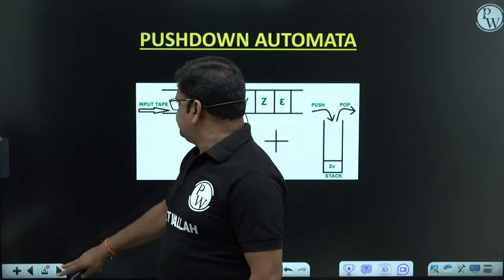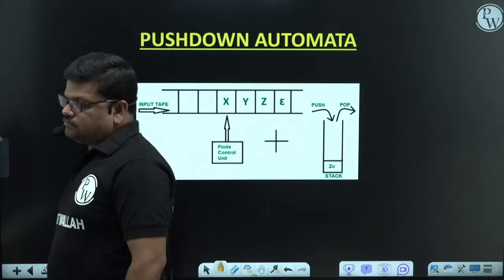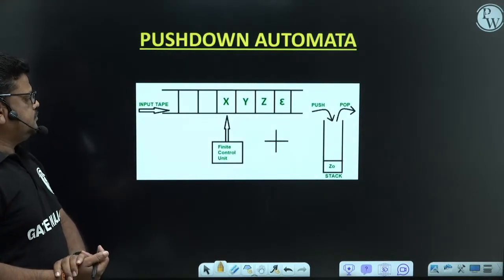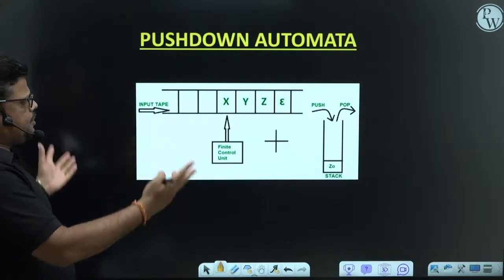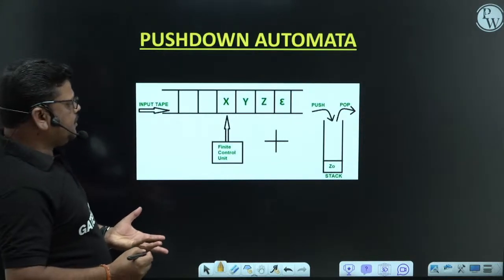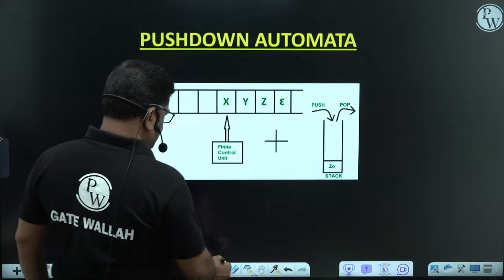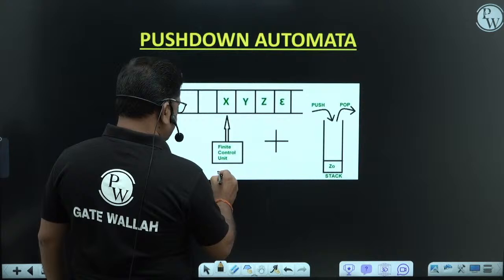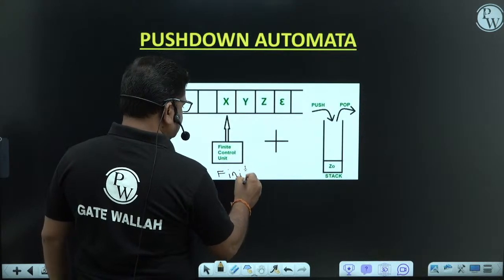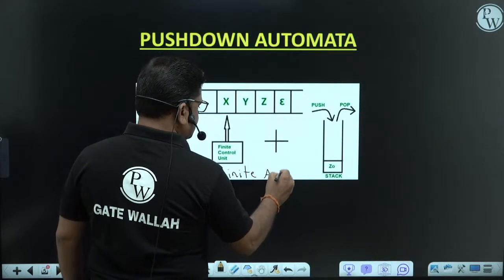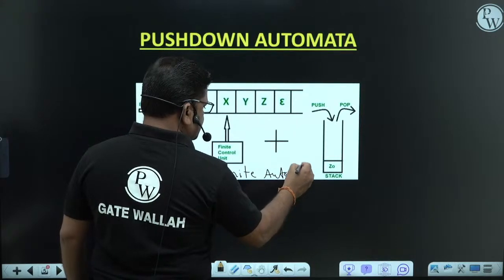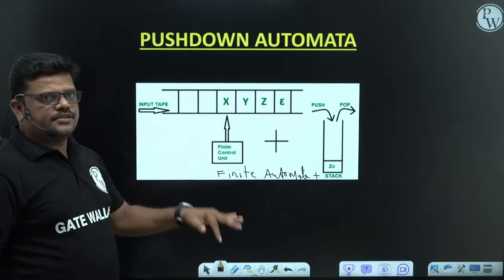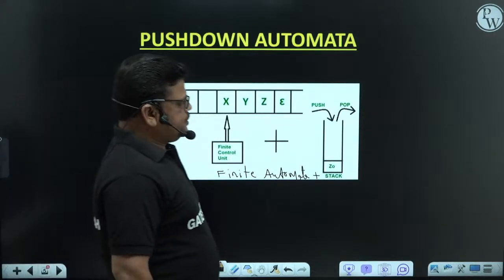So let us see. This is the pushdown automata. So the structure of pushdown automata is clearly there. This is nothing but finite automata having one stack. Pushdown automata is nothing but finite automata plus stack. Finite automata plus stack. This total structure comes under pushdown automata.